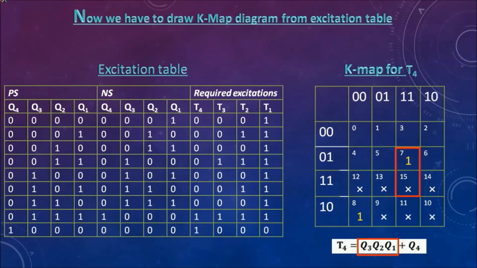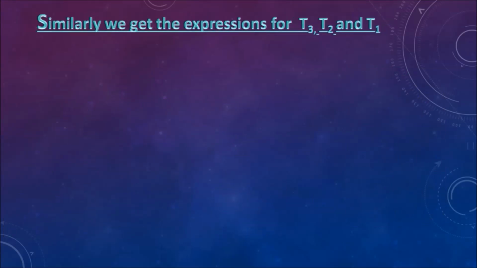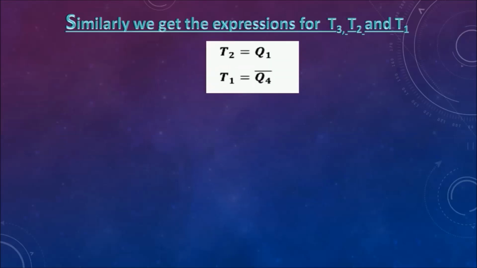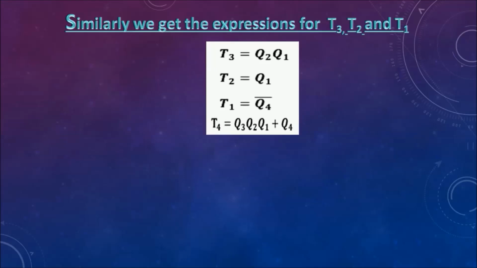So from the K-map we can get the reduced Boolean expression for T4 equals Q3 Q2 Q1 plus Q4. Similarly, we get the expressions for T3, T2 and T1 also, that is T3 equals Q2 Q1, T2 equals Q1, T1 equals Q4 bar, and we previously got that T4 equals Q3 Q2 Q1 plus Q4.